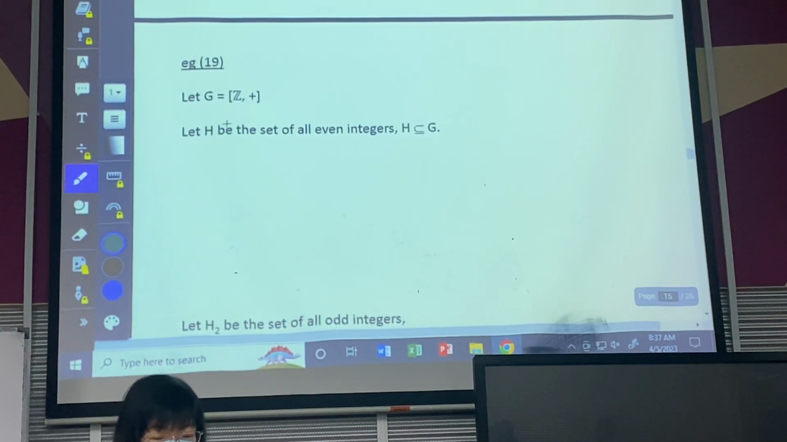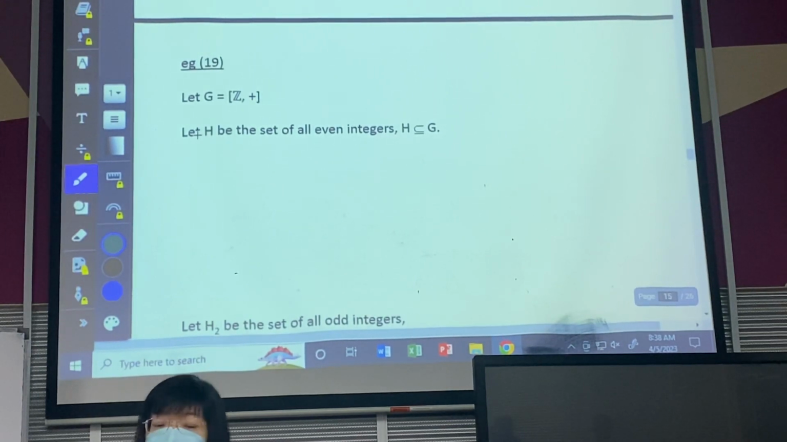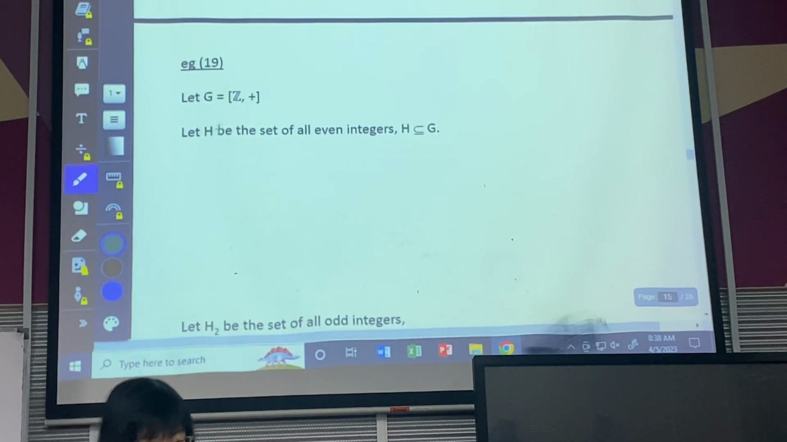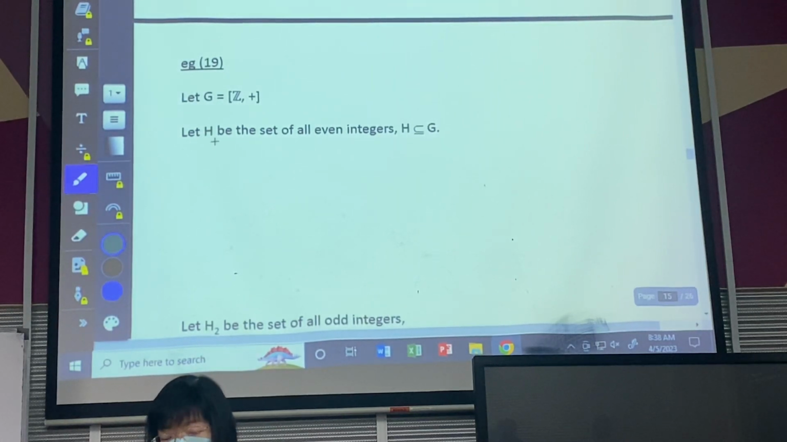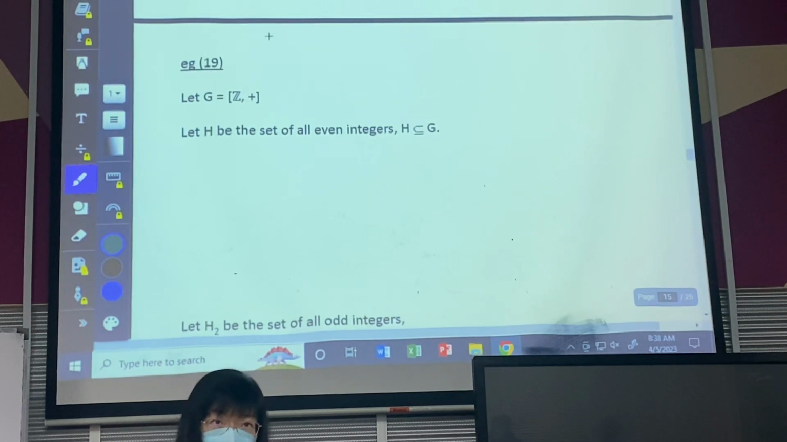So for a subset of this G, let's say we take the even integers. Even integers are all a subset of the integers, right? 2, 4, 6, 8, 10 are a subset of the integers, correct? So H now is a subset of G. In order to determine whether H, the subset of G, is a subgroup or not, the first thing you need to determine is, if I take any two even integers with the operator plus, will the answer be even also or not?